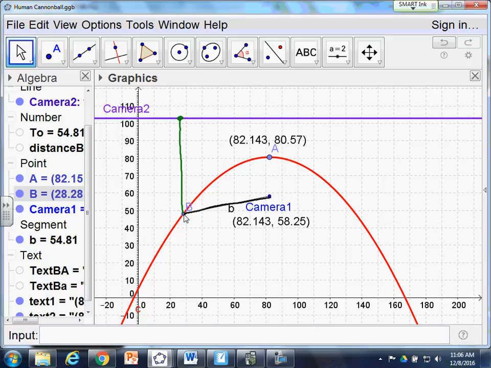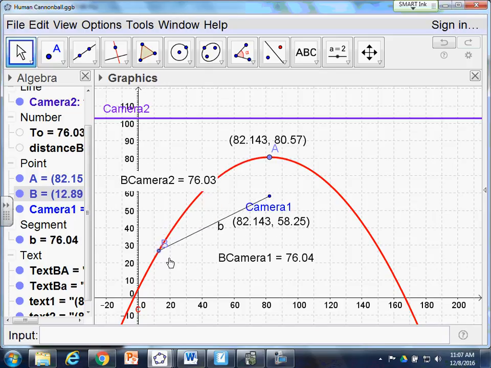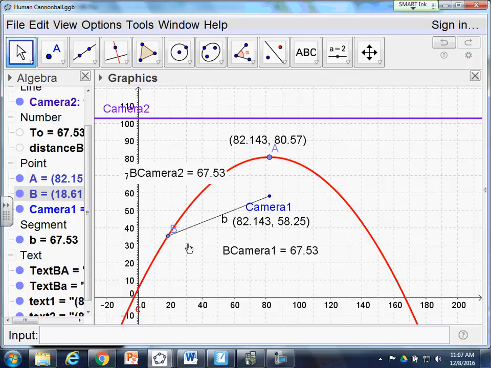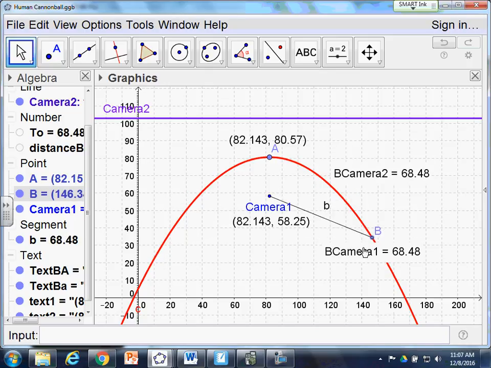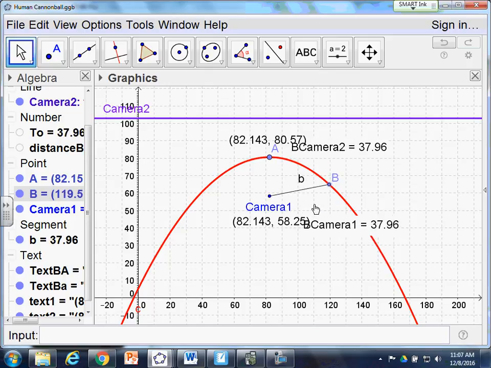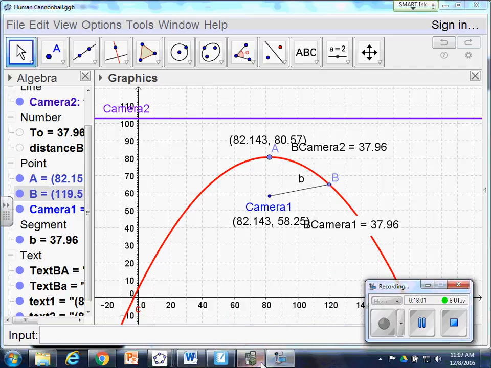I have a little program called GeoGebra that can help me find the distances. If we take a look, that 54.81 is the distance from a point to camera 1, and notice that B to camera 2 is the distance from the point to camera 2. As I move point B anywhere on the parabola, notice those distances are always the same, no matter where we go. So that's what a parabola is: the set of all points that are equidistant to a focus and to a directrix. Hopefully that helped with some of the terminology and calculator tips.